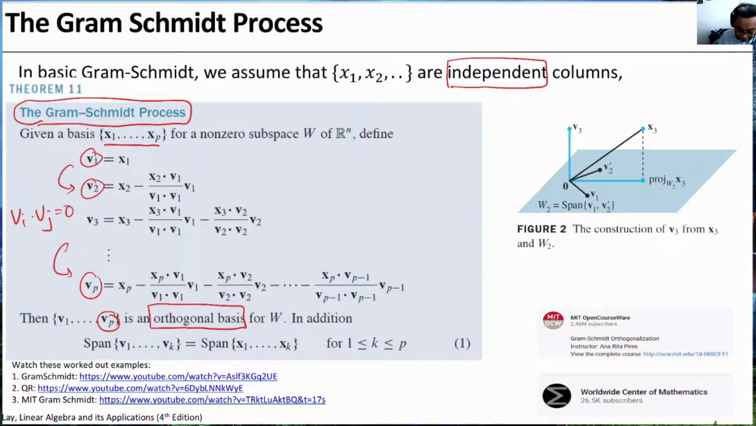The important point is that V1 to Vp, or V1 to Vk, will span the same space as x1 to xk. How do we do this?